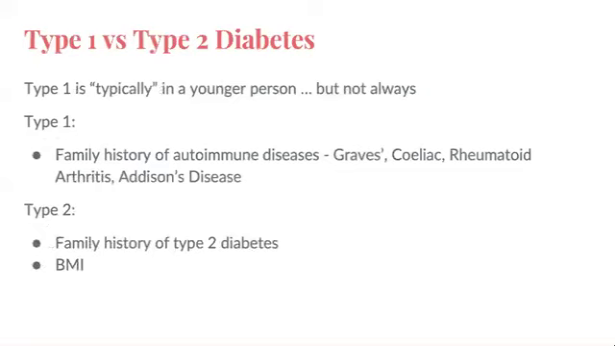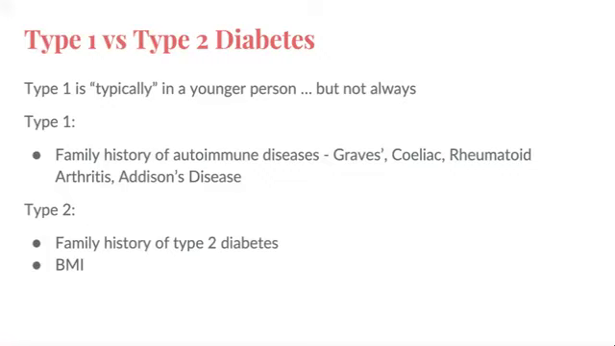When we're comparing type 1 versus type 2 diabetes, you might have learned that type 1 is typically in a younger person, but that's not always the case. In type 2, there might be a family history of type 2 diabetes. They might have a higher BMI. But you wouldn't just rely on the history, you would also want to do the investigations, which we'll get to in a minute.